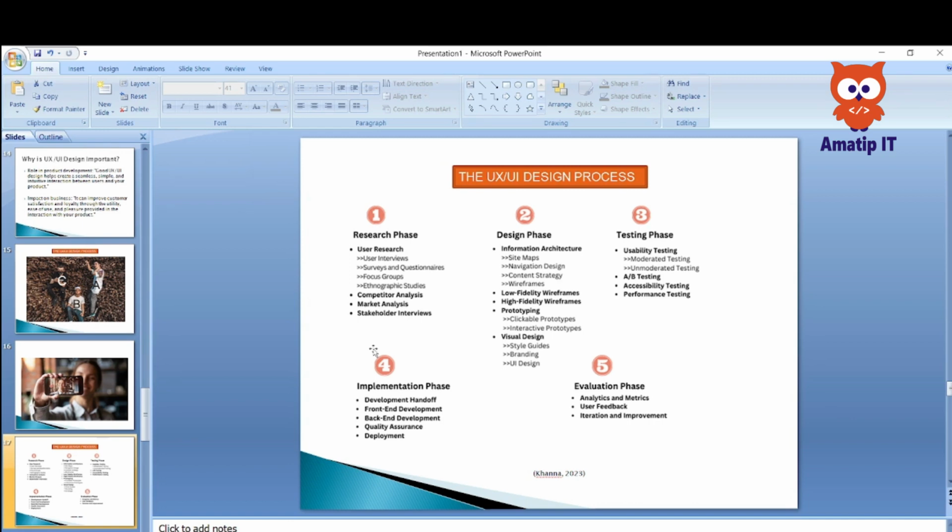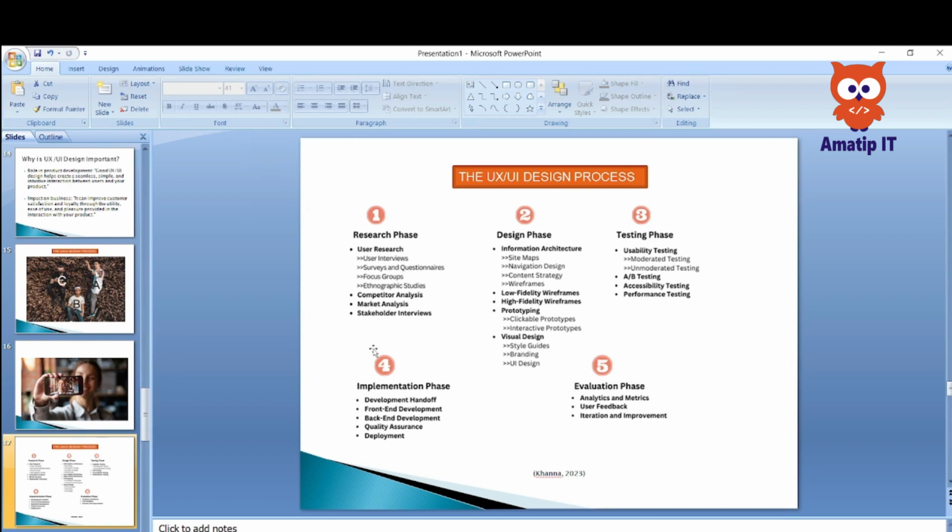So after a successful design phase, we can move to the testing phase. At this testing phase, this is where you are testing your prototype: you are doing usability testing, moderated testing, unmoderated testing, A/B testing, accessibility testing, performance testing. Your prototype must be successful in all this testing before you can make a decision to go into production, to go into development, to go into implementation, which is the fourth stage.